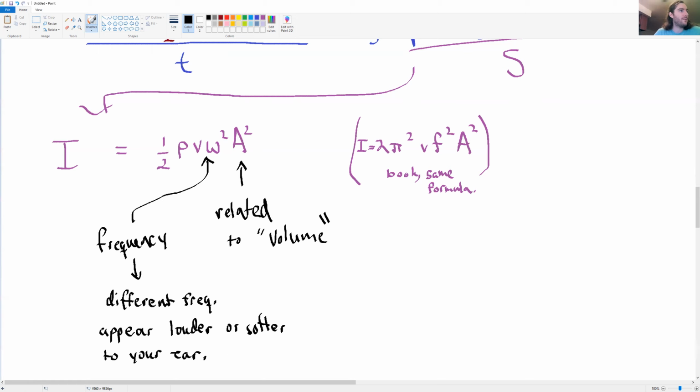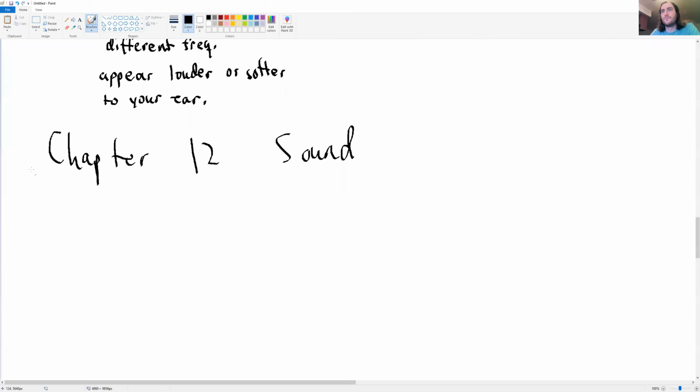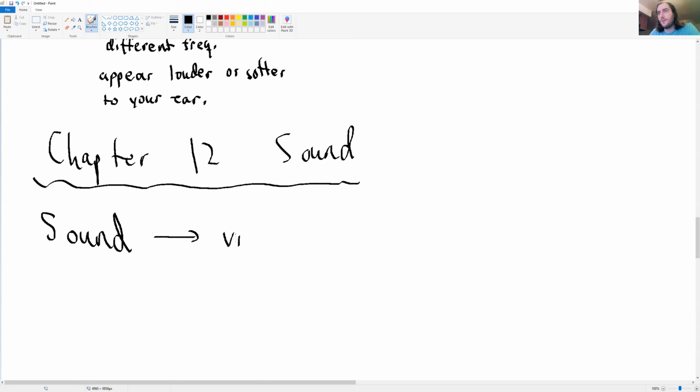So let's go ahead and get into chapter 12 now. So the first thing that we need to understand maybe when it comes to sound is how sound actually propagates. Okay, so chapter 12 now. Chapter 12, sound. Okay, sound waves are simply waves carried by the vibration of air molecules.